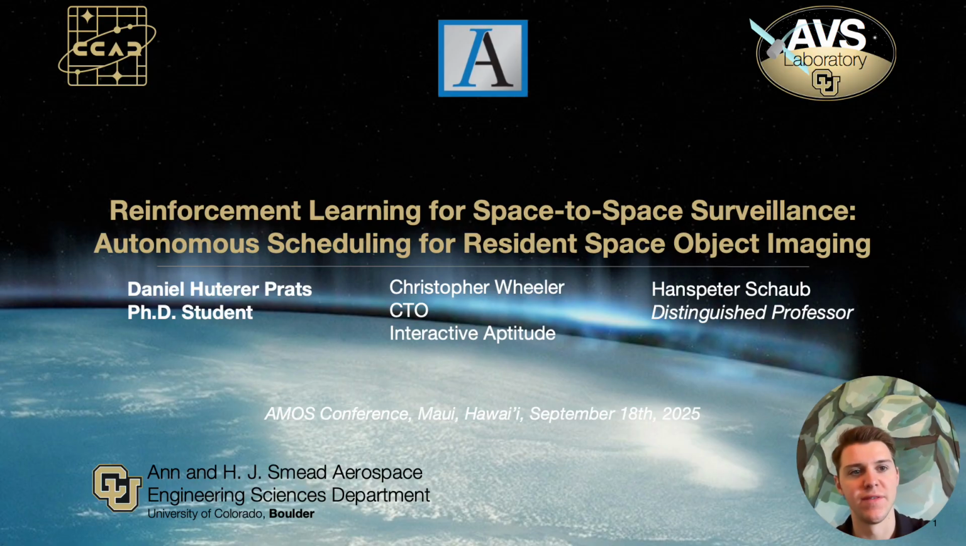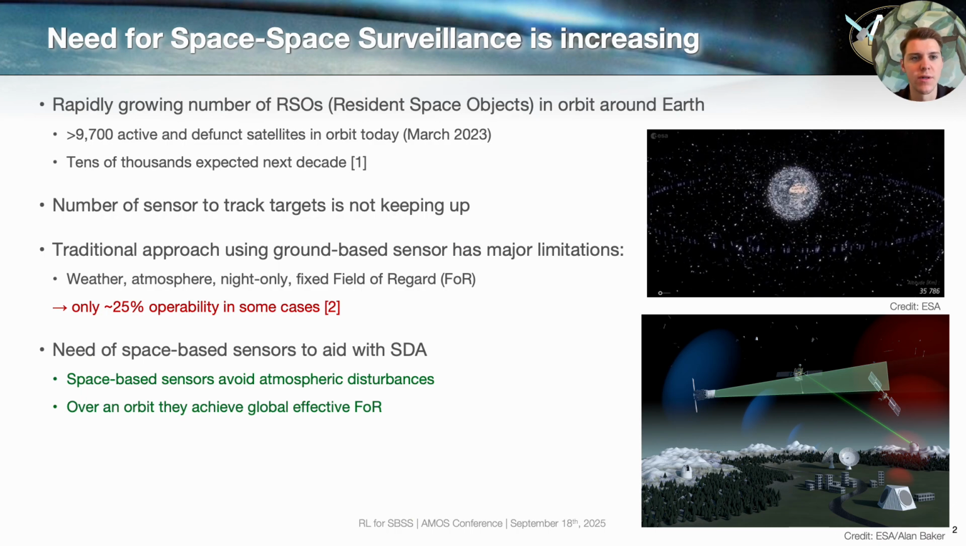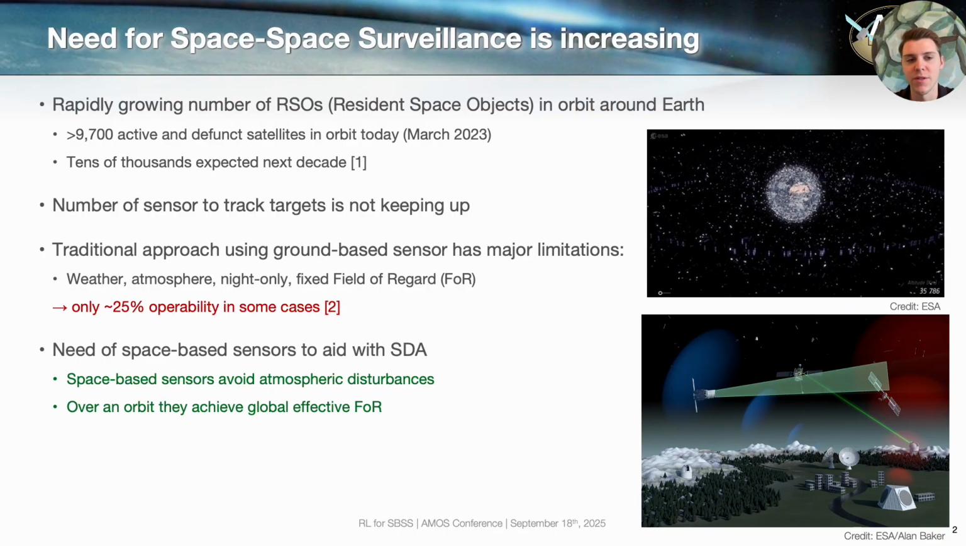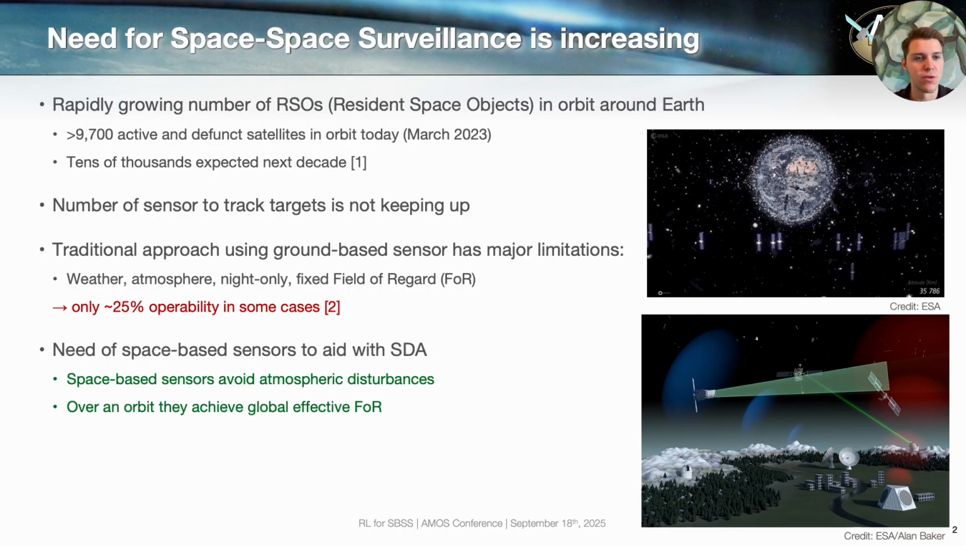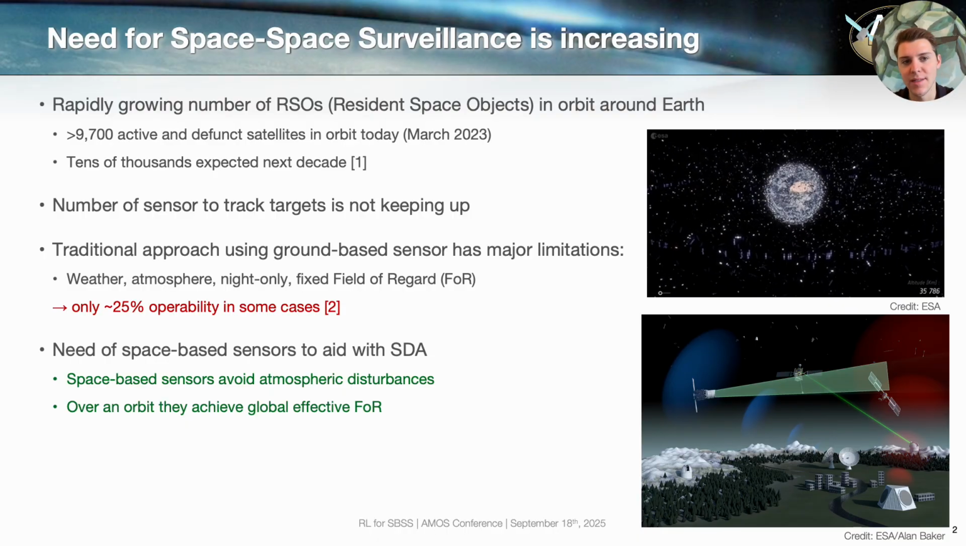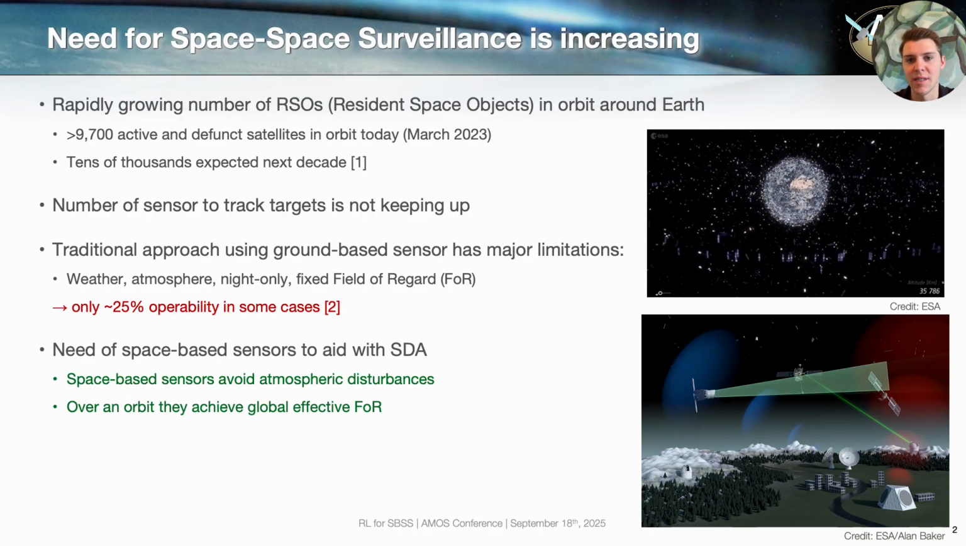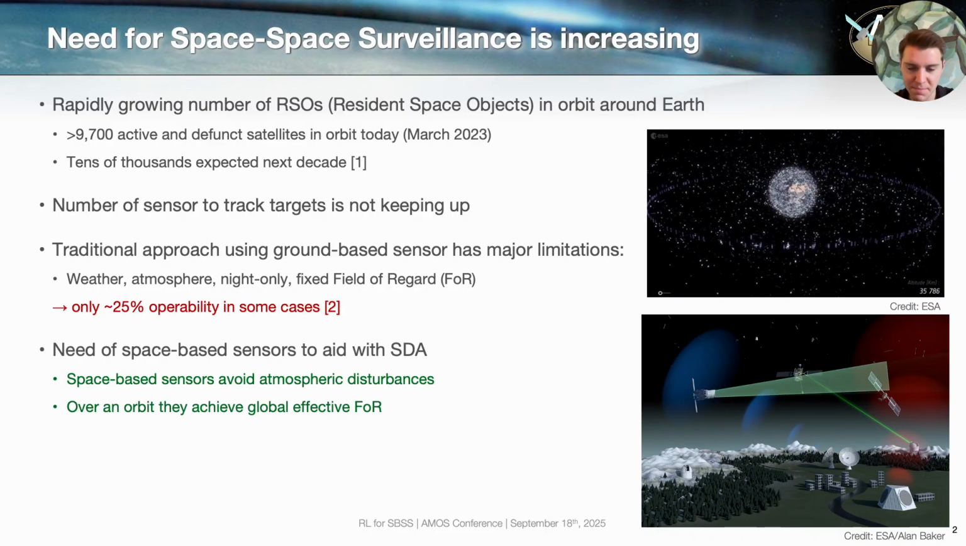First, let's jump into the motivation. There is a clear need for space-to-space surveillance, and this need is increasing as there's a growing number of RSOs in orbit around Earth. Tens of thousands of satellites are expected to be launched in the next decade, and the number of sensors to track these objects is not following that same trend.